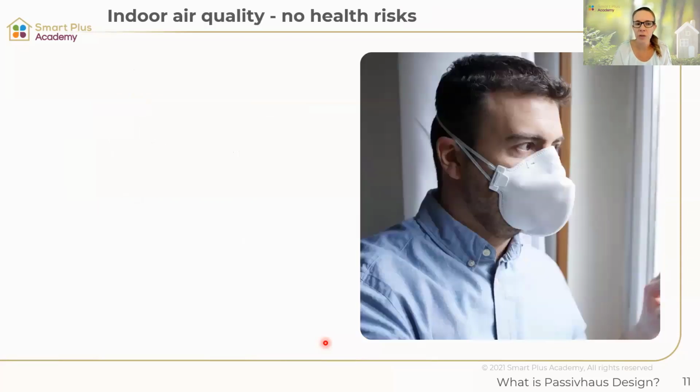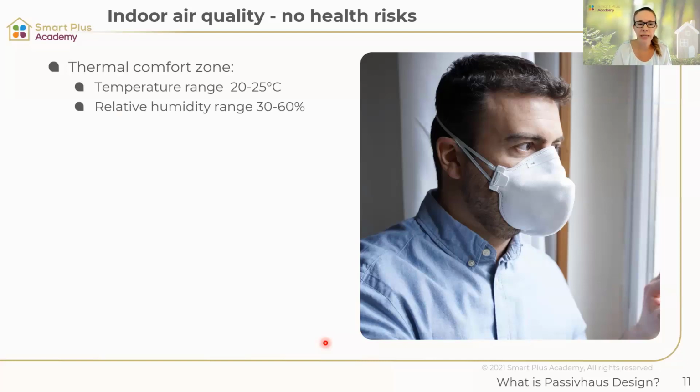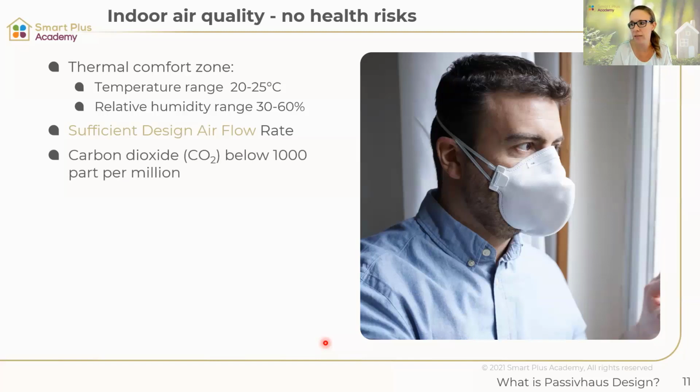Now, for our indoor air quality, we also want no health risks, and that's also something that a passive house makes sure that we have. So again, our thermal comfort zone, the same again, 20 to 25 degrees, 30 to 60% relative humidity. We're repeating that so you can really remember that it's crucial for a passive house. But what we also want is a sufficient design airflow rate. This makes sure that our carbon dioxide, CO2, levels stay below 1,000 parts per million. That is considered a healthy indoor air quality, and that's what we can achieve in a passive house with our mechanical ventilation system.